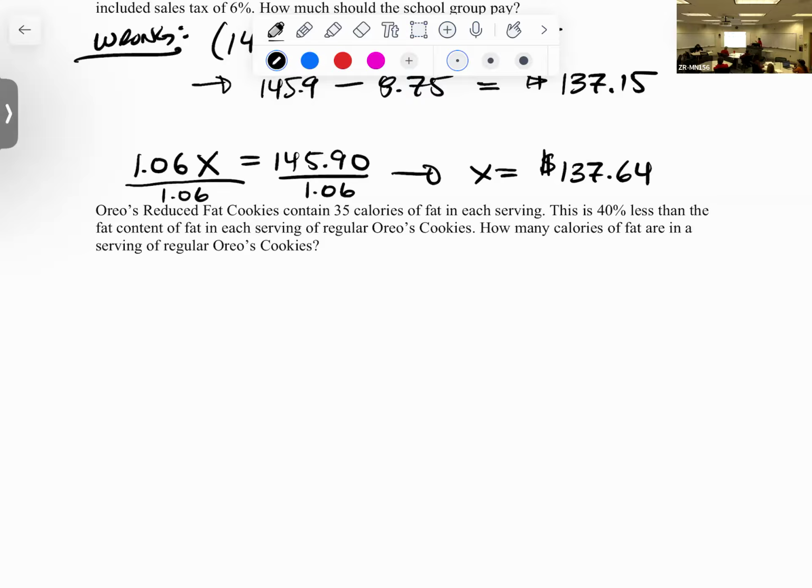So even though it's a decrease, we need to think back to the original, just like we did with this one. 6% on top of the original. This is actually just 60% of the original. And so we're using this math and you have to subtract it from 1 in order to get this starting value. 60% of the original results in 35 calories of fat.